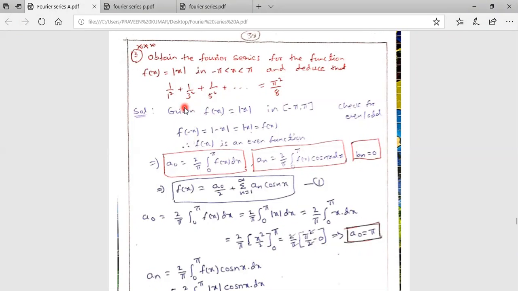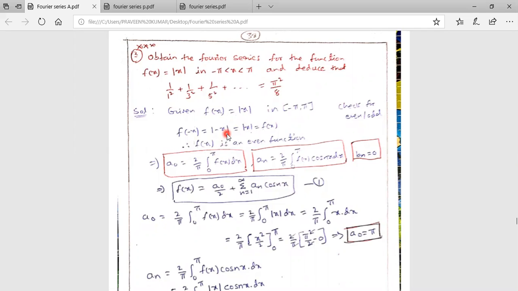Once we decide the even and odd function, as we discussed yesterday, if it is an even function, we are going to find only a naught and an, and bn will be 0. If it is an odd function, a naught and an will be 0, so we need to find bn, and that will be sufficient. For that reason I'm using that property and checking whether the provided function is even or odd. The provided function f of x is equal to mod x in the interval minus pi comma pi. So for that reason I'm substituting minus x in place of x.